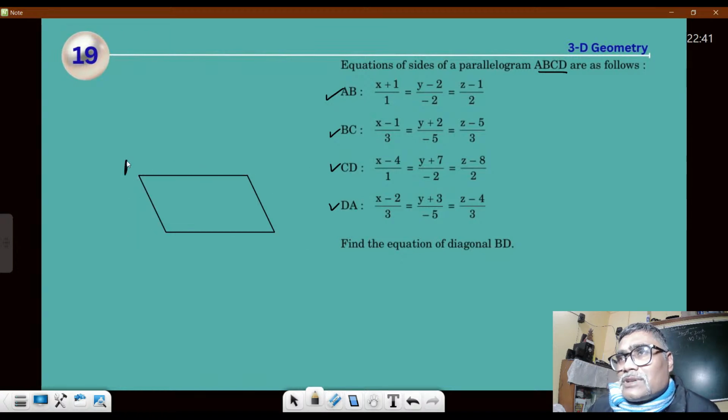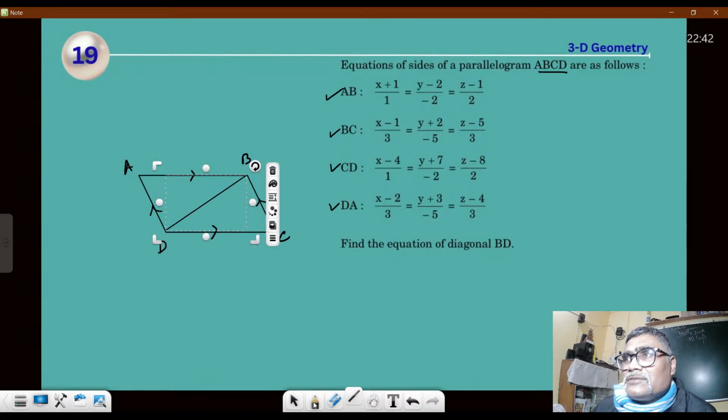I want to write ABCD like this. I know all the equations. These are parallel. These are parallel. I have to find the equation of the diagonal BD. I have to find this, right? BD I have to find.